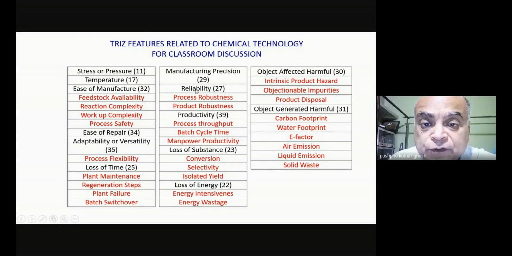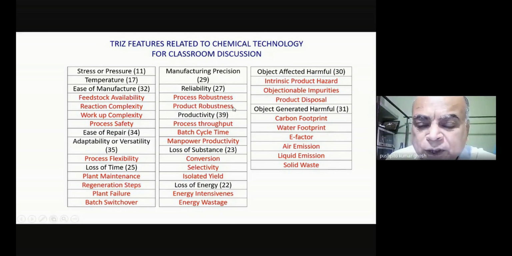Take, for example, reliability. Reliability may mean process robustness. That is, I'll always reliably make my product, and I can execute my process with high reliability, or it could be very finicky and unreliable. Sometimes it gives you a good product, sometimes it doesn't.